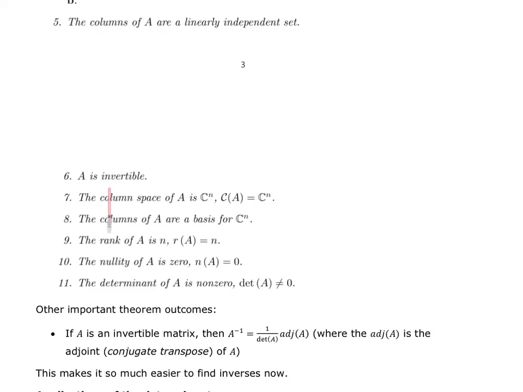A is invertible. We established that. The column space of A is Cn, which we've established. The columns of A are the basis for Cn. We've established that too. The rank of A is n, which we've established. The nullity of A is 0, which we established, but here's what we finally pick up. The determinant of A is non-zero. If A is non-singular, the determinant of A cannot be equal to 0.